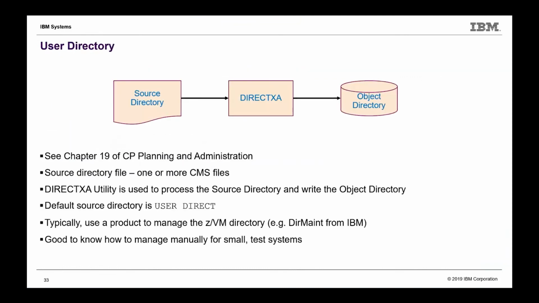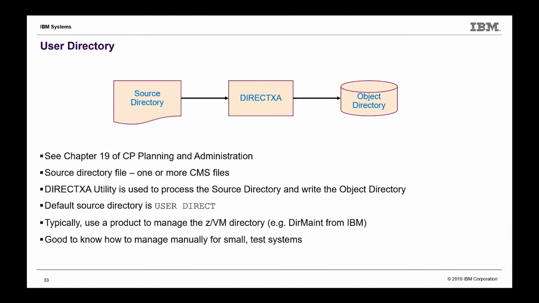Okay. Now, the user directory is now when we're getting into the virtual machines, right? So most of what we talked about today is the z/VM system as a whole. But again, we still want to be able to have the virtual machines being defined, and that's going to be done by something called the user directory. And so this is way down in chapter 19 of CP Planning and Admin, right?